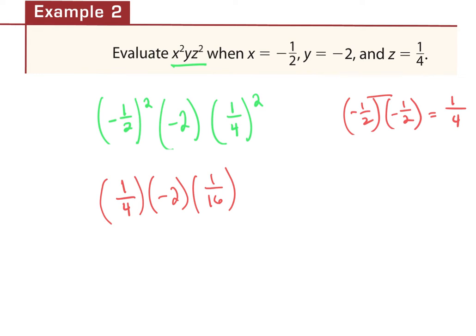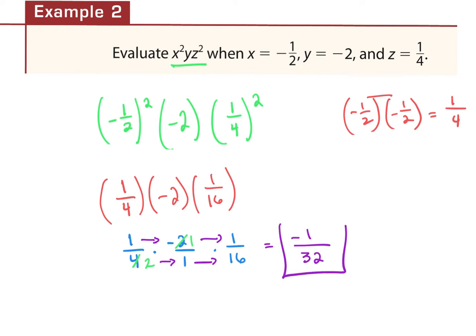Now, when you're multiplying, you can look at it this way. That -2 is over what denominator? It's over a 1. So I have 1/4 times -2 over 1 times 1/16. When I multiply fractions, what can I do here? Yeah, I can cross cancel. I can cancel this 2 and this 4 if I want to. And then once I've cross-canceled as much as possible, I just multiply across. 1 times -1 times +1. What's my numerator? It's -1. 2 times 1 times 16 is 32. And that is my answer: -1/32. I cannot reduce it.